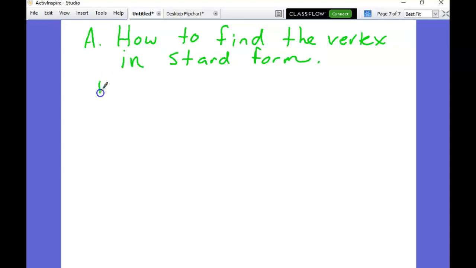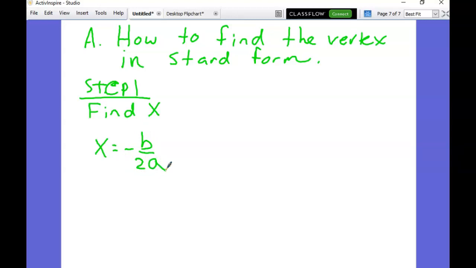Okay, so step 1. Step 1 is to find x. Remember, a vertex is a point. It's an x and a y. So the first thing we're going to do is find x. And the way that you do that is with a little formula that somebody came up with. If you did the extra credit video that I assigned you guys on Wednesday, this will look familiar. And it's actually part of the formula. It's x is equal to negative b over 2a.